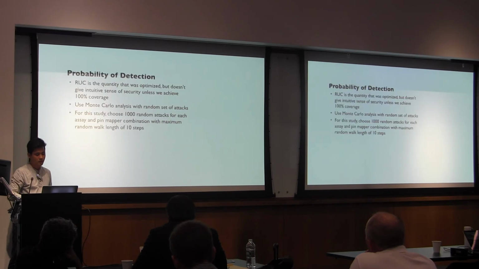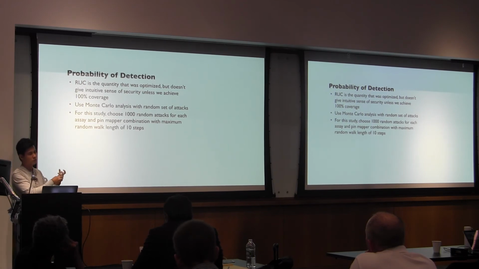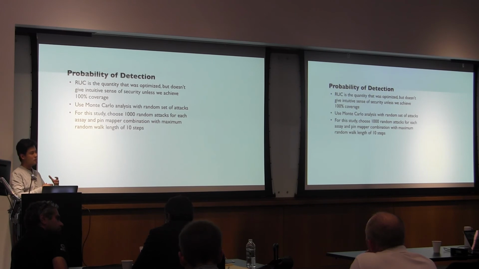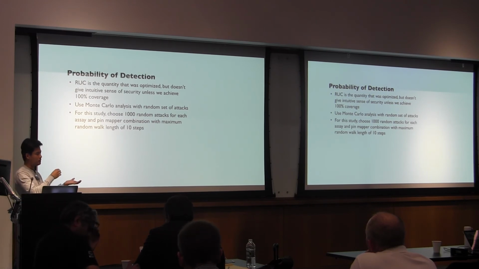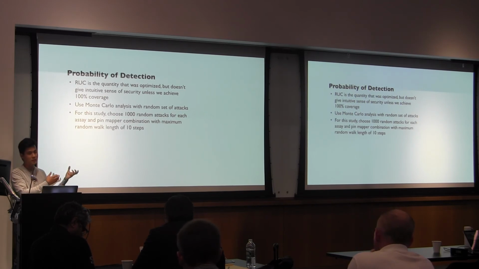Okay, so I want to introduce another metric here because this redundant usage coverage is a little abstract. So here, I'm going to introduce this concept of probability of detection, and it's basically a Monte Carlo analysis. What we're going to do is simulate a bunch of random tampering attacks on the biochip actuation sequence. We're going to choose, in this case, 1,000 random attacks. We're going to limit the random walk to 10 steps, and we're going to see what happens.